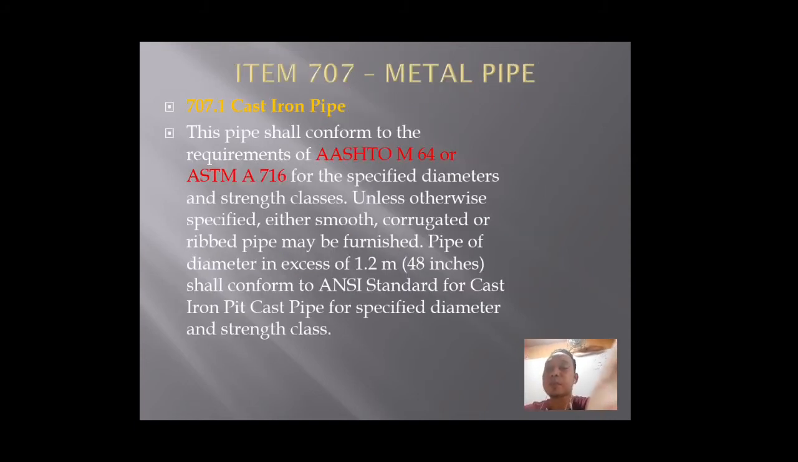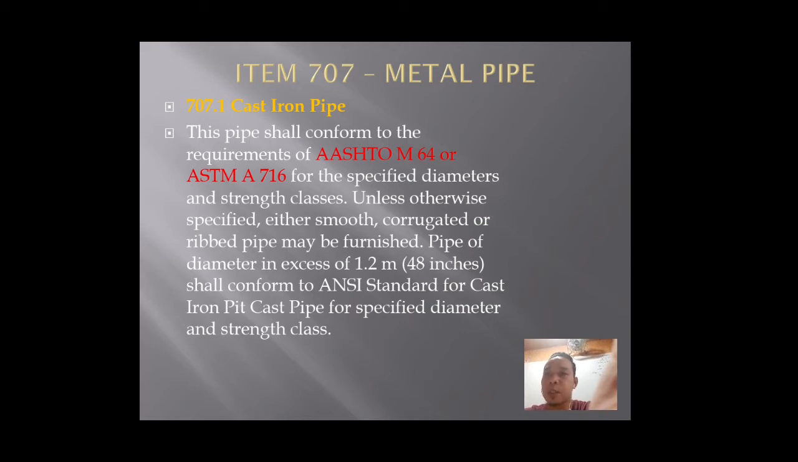And then the next item talks about metal pipe under Item 707. 707.1 talks about cast iron pipe. It states that this pipe shall conform to the requirements of AASHTO M64 or ASTM A716 for the specified diameter and strength classes unless otherwise specified. Either smooth, corrugated, or ribbed pipe must be furnished.